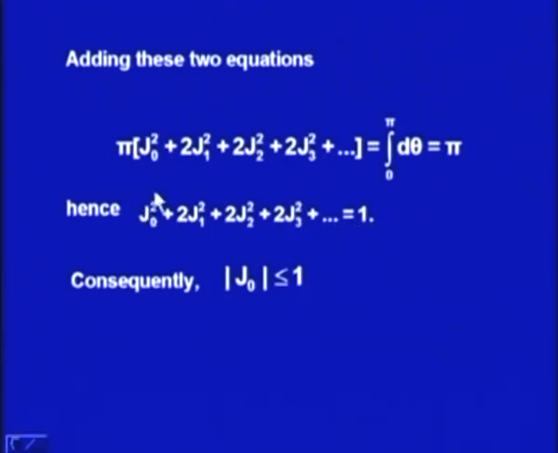So, J naught square is less than or equal to 1, which implies that mod of J naught is less than or equal to 1, and 2 times J n square, where n is equal to 1, 2, 3 and so on, is less than or equal to 1. So, J n square is less than or equal to half. So, mod of J n is less than or equal to 2 to the power minus half, or 1 by root 2. This holds for n equal to 1, 2, 3 and so on. So, these are the properties of Bessel functions of order 0 and Bessel function of order n, where n is equal to 1, 2, 3 and so on.